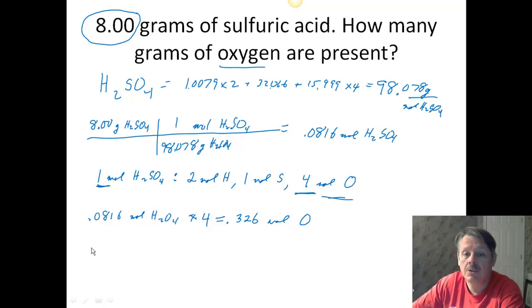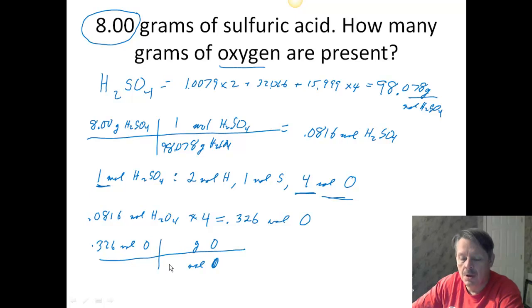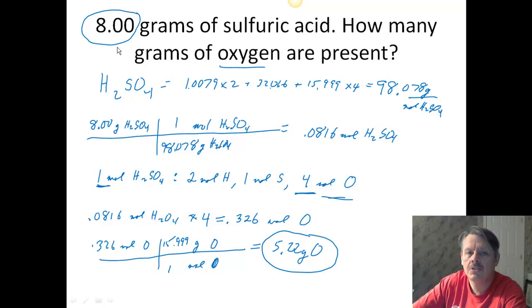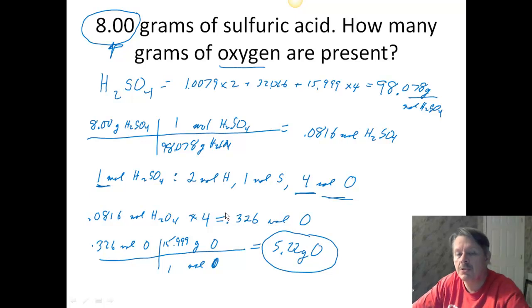Well, now it's easy. Now I need to convert from moles to grams. I know how to do that. So 0.326 moles of oxygen, and I want to go from moles of oxygen to grams of oxygen. So I'm taking 1 mole and going to 15.999 grams. And when I do the math, that's going to give me 5.22 grams of oxygen. So does that make sense? We said that we had to have less than 8 grams of oxygen. We got 5.22. Yeah, I can believe that's correct.